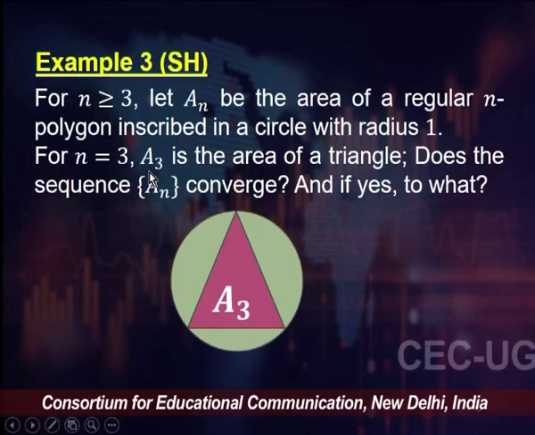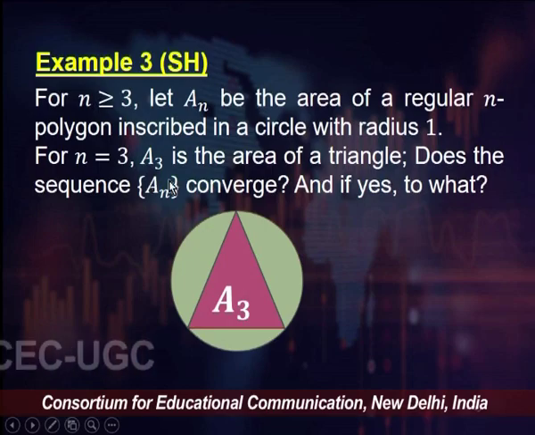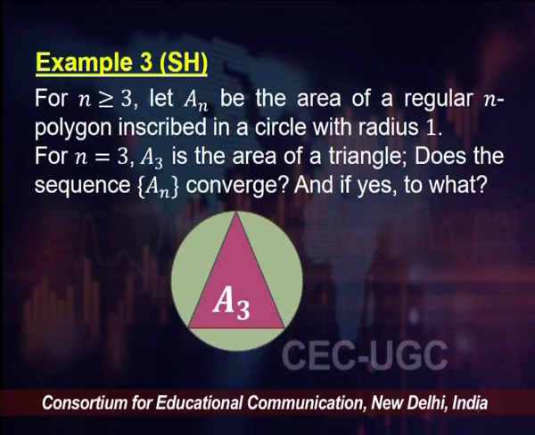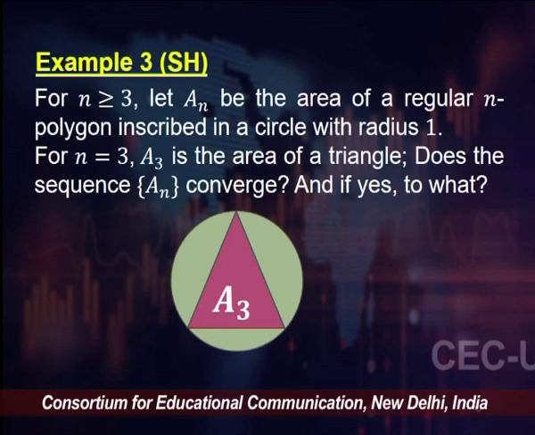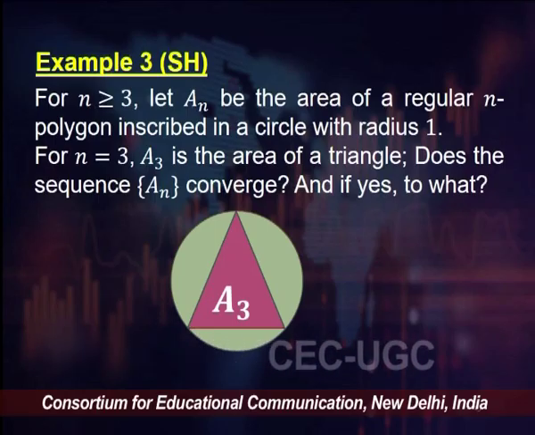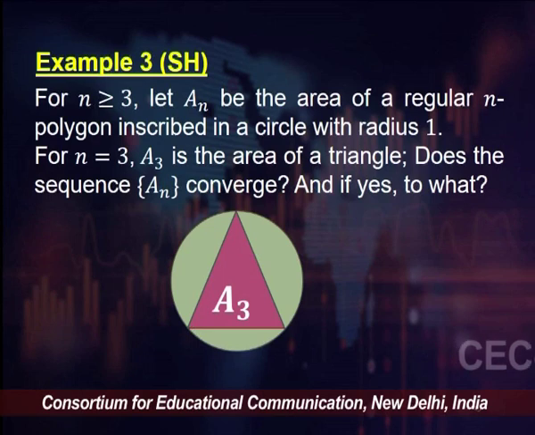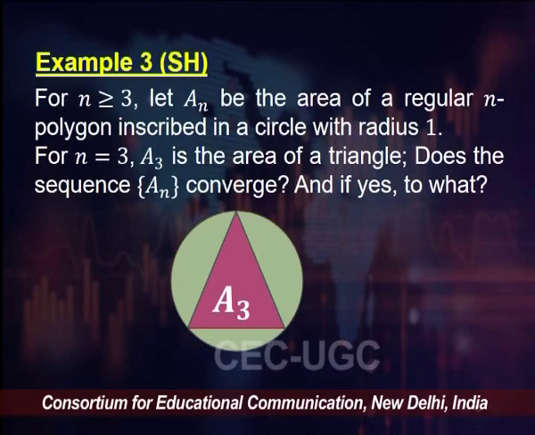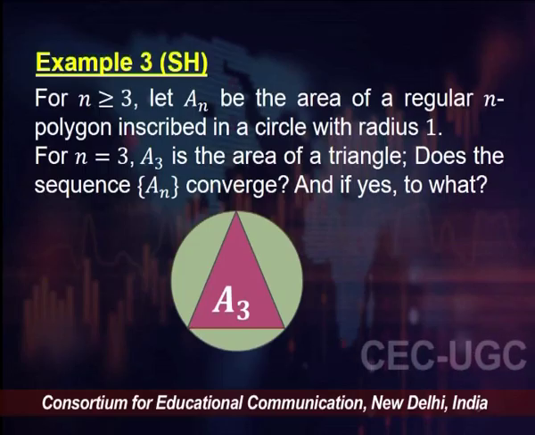First of all, if n is equal to 3, a sub 3 would represent the area of a triangle. If n is equal to 4, a sub 4 would represent the area of a square. Now, note that this kind of calculation does not make sense for n equal to 1 or 2. So, that is why we are starting with n equal to 3. The question then asks you, does the sequence a sub n converge? And if it does, to what value does it converge?